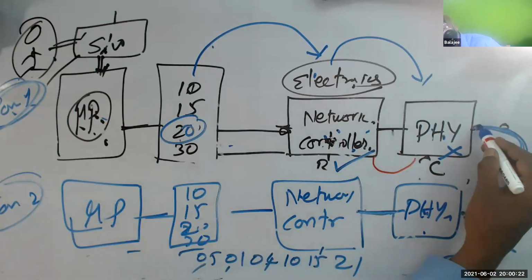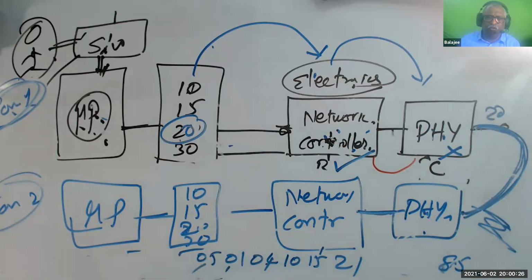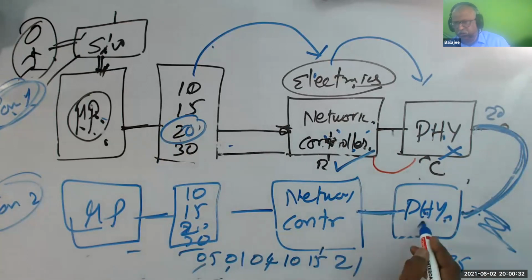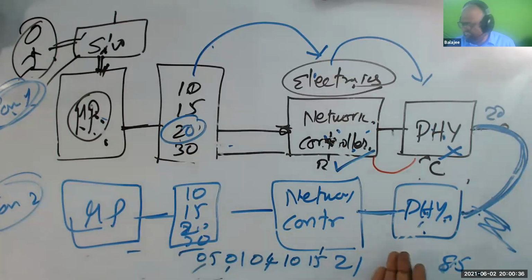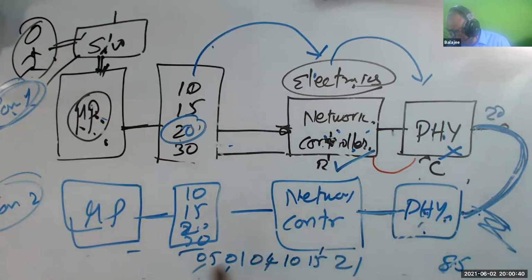This guy sent 20, but unfortunately, due to the noise in the wire, you have a long cable. Somewhere at the cable portion, something is wrong. He could have got 21, but 5 does not bother. Whatever, I get 21, I'll give it to the network controller. The 5 is not an intelligent device, but the network controller checks, he got 85.